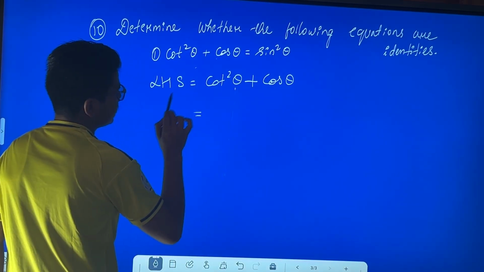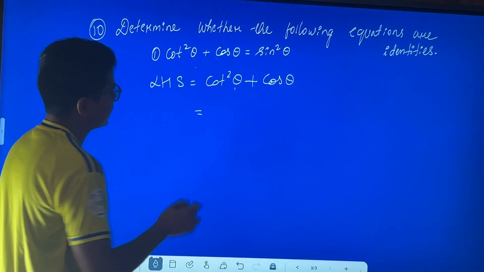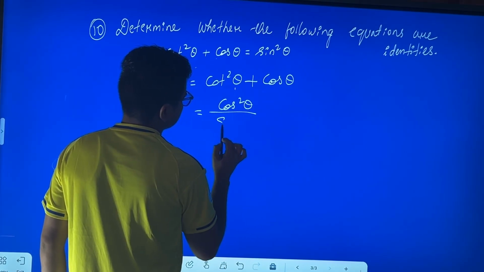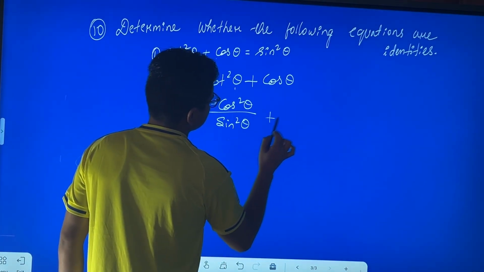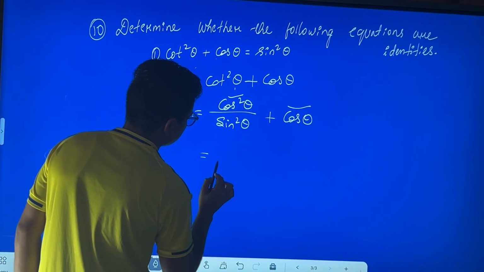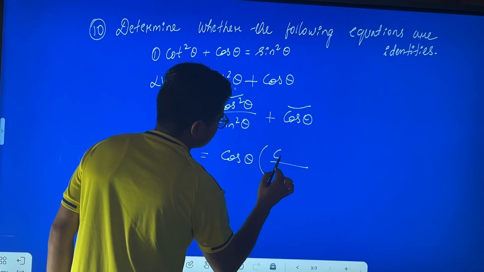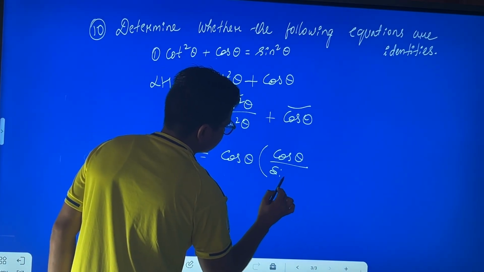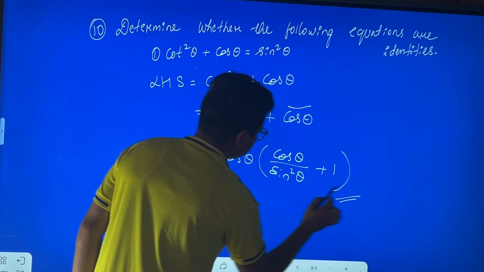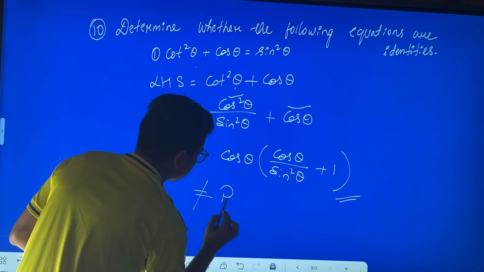So in place of cot theta, what can I write? Do you remember the cot theta formula is cos theta upon sin theta. So cot square theta will be cos square theta upon sin square theta plus cos theta. Can I take cos theta common? Here we have cos theta, here we have cos theta, right? So let me take cos theta common. What will remain here? 1. Cos theta will still be there. Cos theta upon sin square theta plus what is remaining from here? 1, correct? So this is not equal to the right hand side, correct?